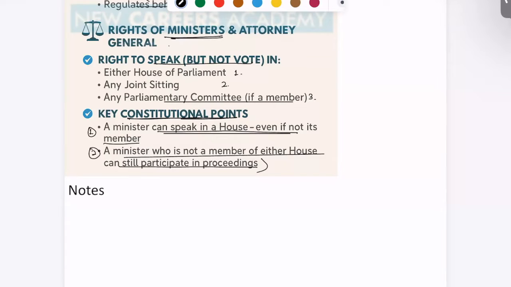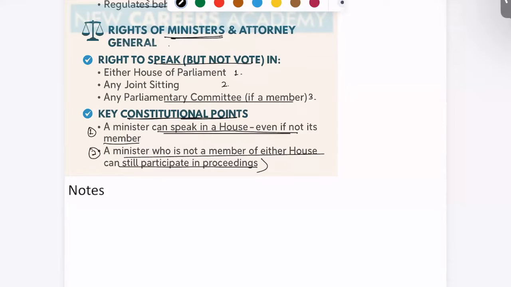But he'll vote only in the House he is a member of. He can also defend both in Lok Sabha and Rajya Sabha. Just S. Jaishankar, he is a member of Rajya Sabha, but he also goes to Lok Sabha. Same way, the defense minister goes to both Lok Sabha and Rajya Sabha, and Amit Shah goes to both Lok Sabha and Rajya Sabha.